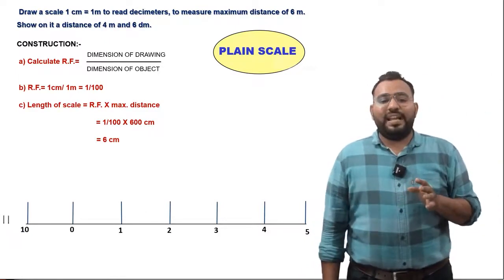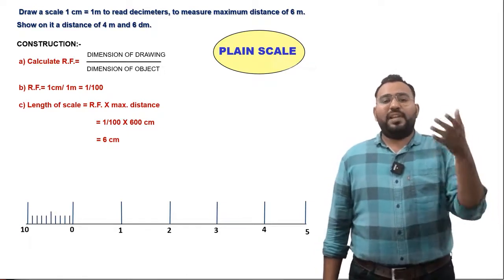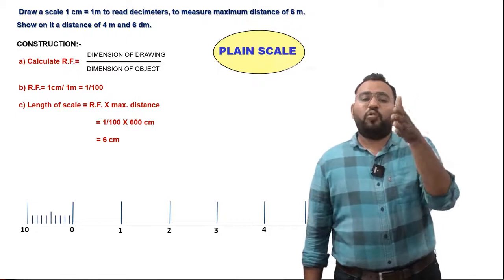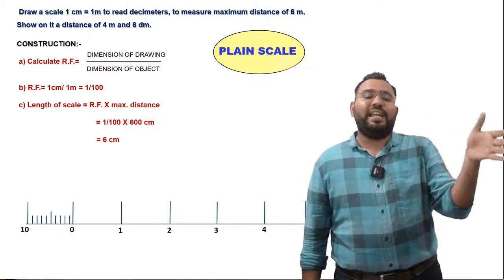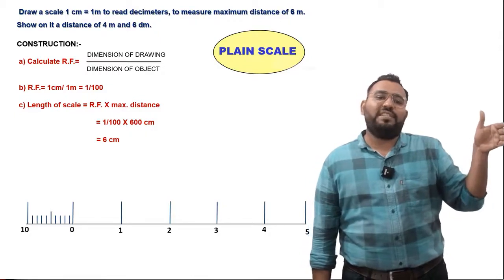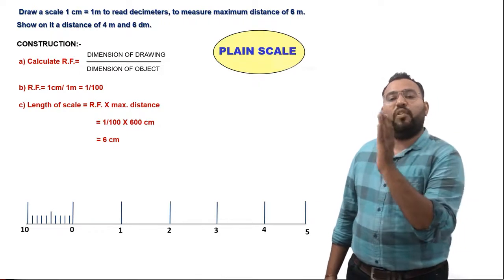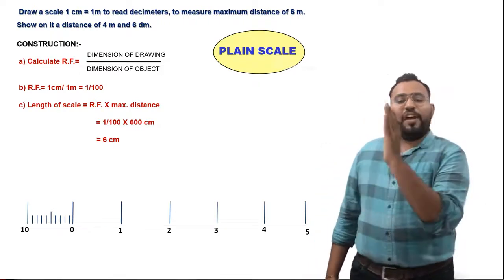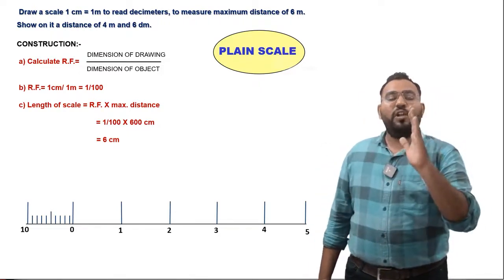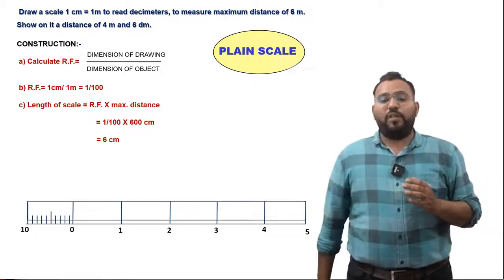So as you can see, now I am going to divide the extreme left portion into 10 equal parts. So you can see from the left side of 0: 1, 2, 3, 4, 5, 6, 7, 8, 9 and 10. So the left side of 0 will show decimeter, 0, 1, 2, 3, 4, 5, 6, 7, 8, 9, 10. And the right side of 0 will show meter, 0, 1, 2, 3, 4, 5 meter. So 0 to 5 meter, and the left side of 0 will show decimeter.